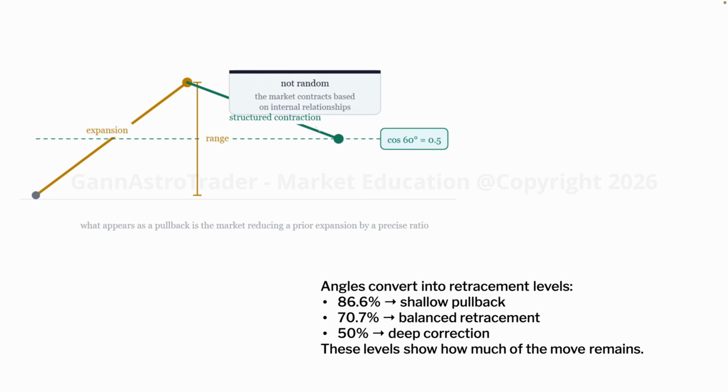86.6% represents a shallow pullback, where the market retains most of its prior movement. 70.7% reflects a more balanced retracement, where price adjusts without breaking its structure. 50% represents a deeper correction, where a significant portion of the move has been reduced. These levels show how much of the original movement remains intact.